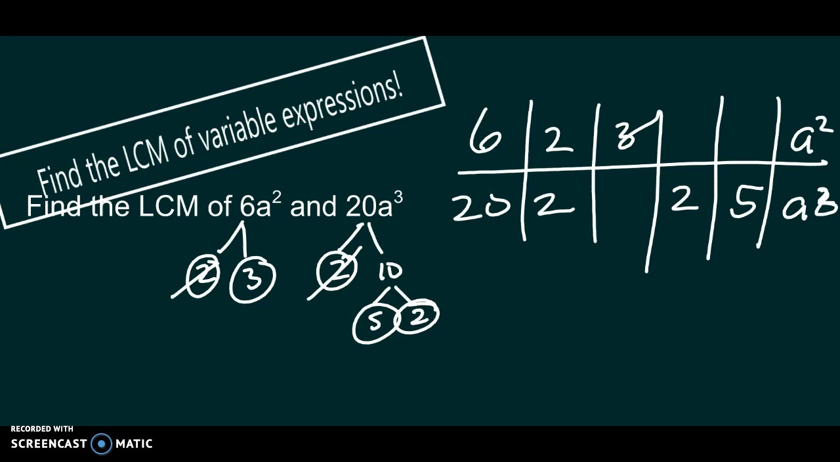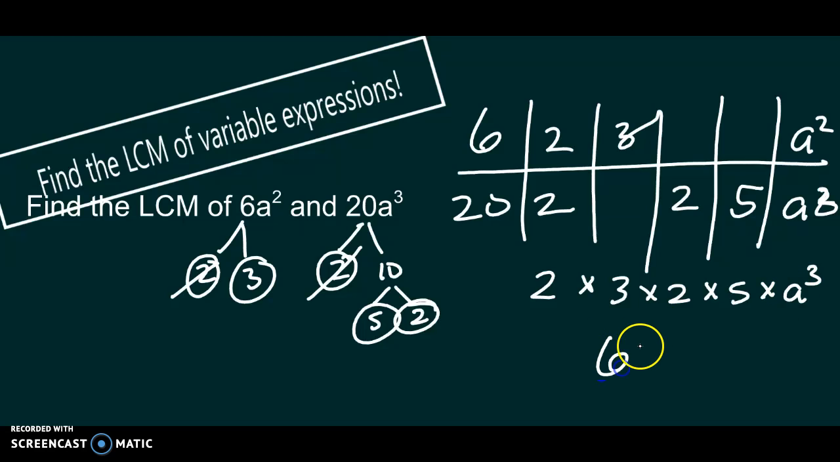In this case, we need to take the highest variable, so we have 2 times 3 times 2 times 5 times a cubed. This is so that it includes all of 6a squared and all of 20a cubed. 2 times 3 is 6, 6 times 2 is 12, 12 times 5, 60a cubed.